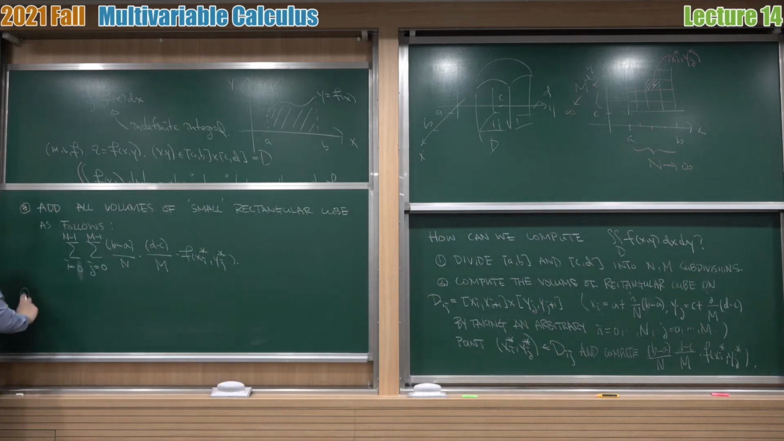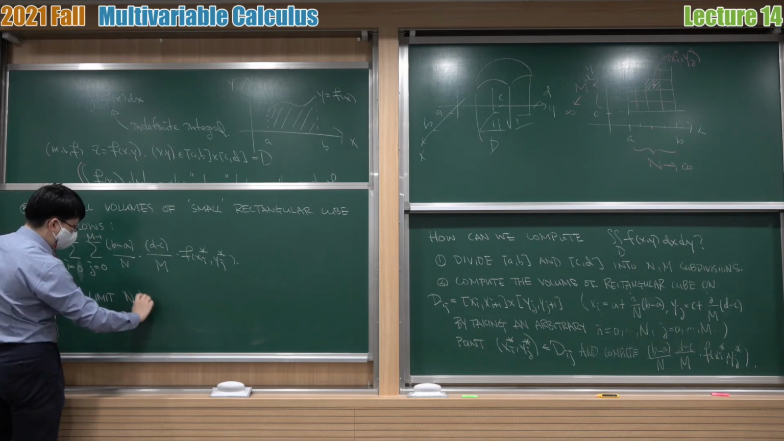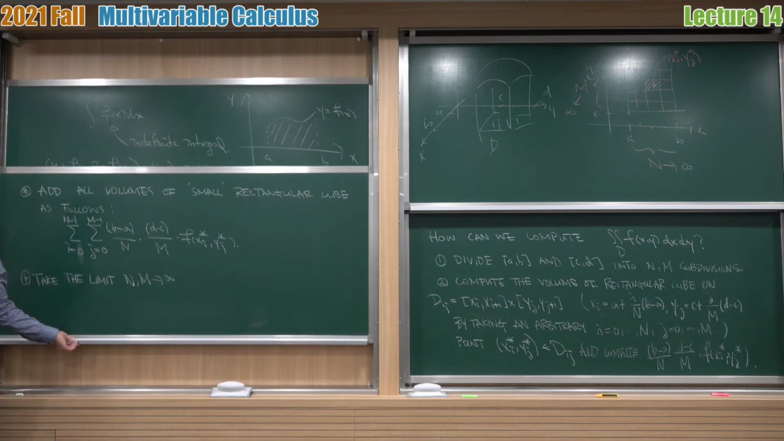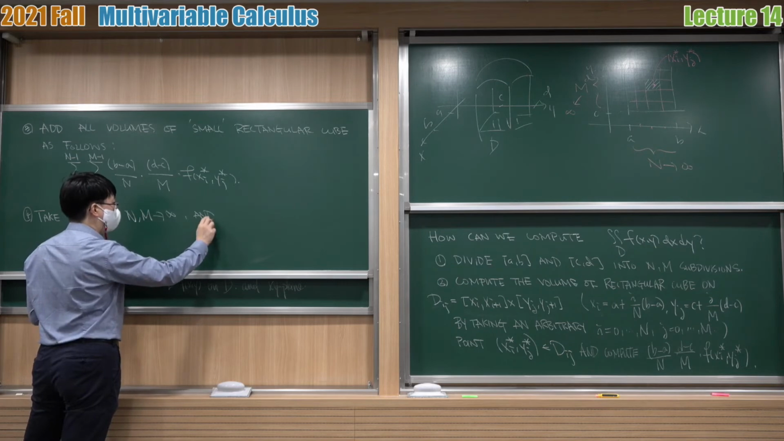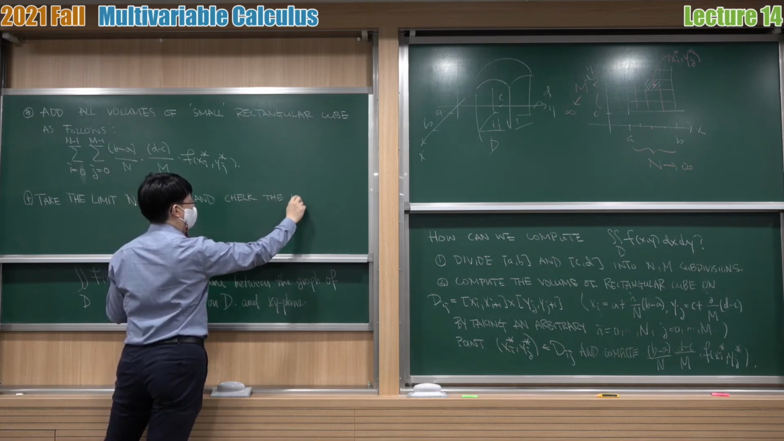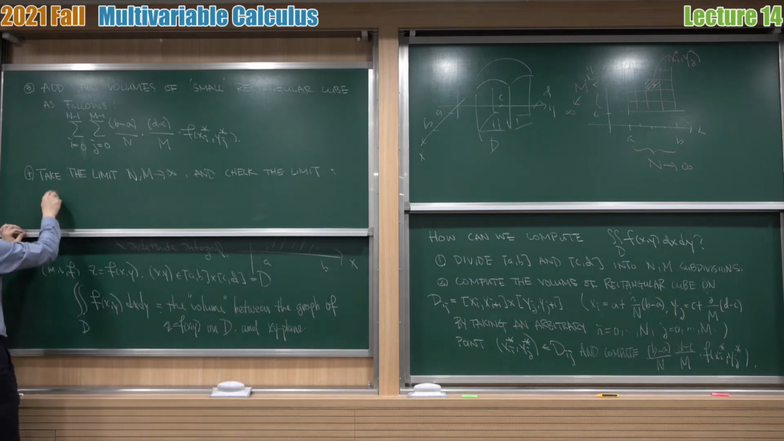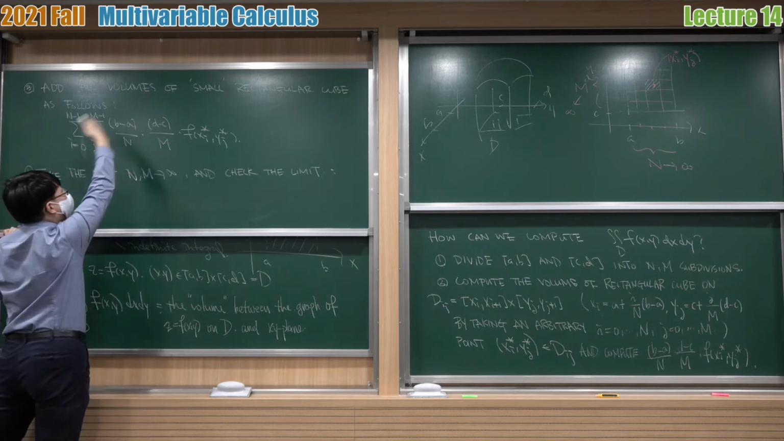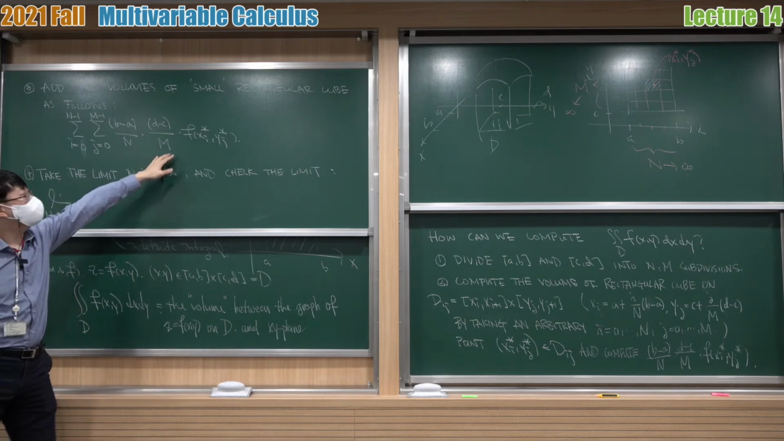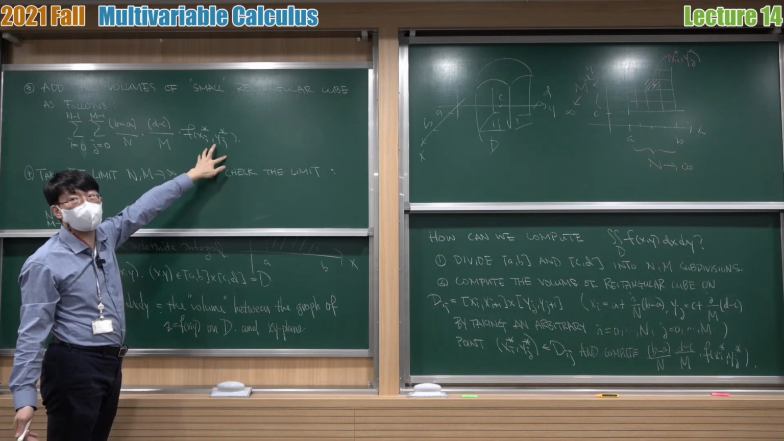So take the limit, n and m both going to infinity, okay? And check the limit. So that's what limit? So take the limit in n and m of this summation. This summation is a function of n and m, right? Of course, there is a choice issue about xi star and yj star, but we're going to discuss that later.